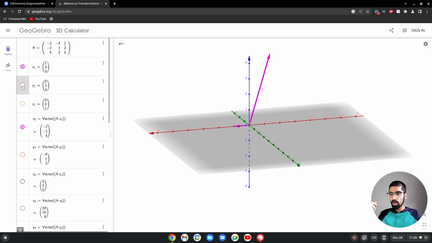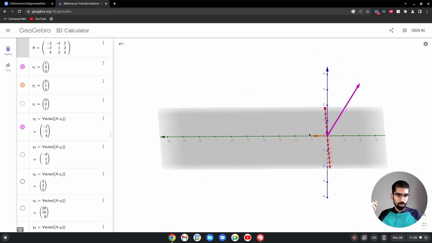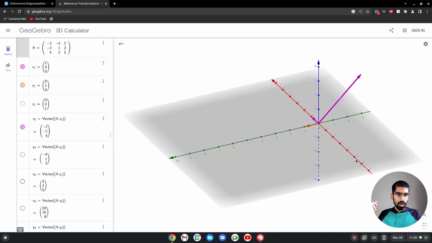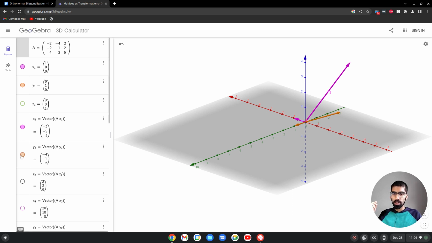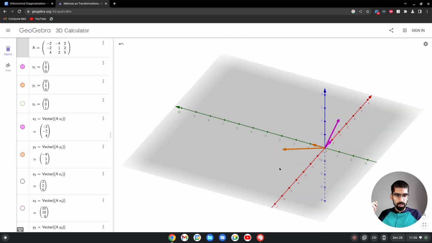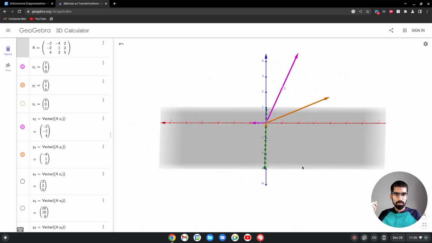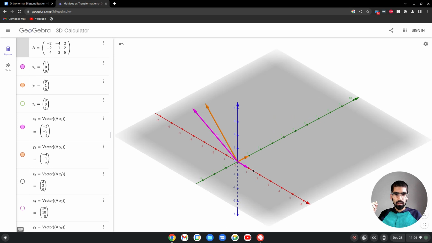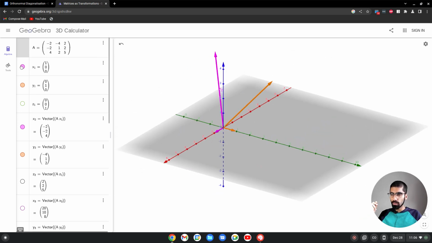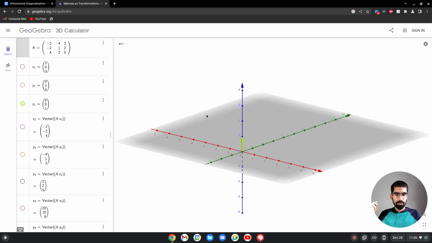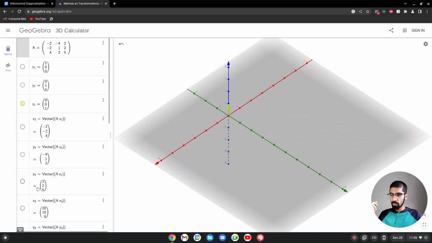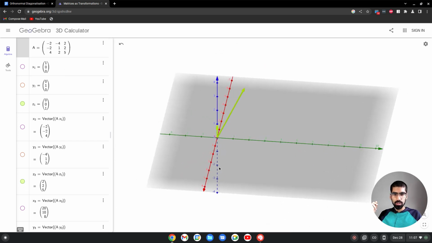Let's turn to y1. Before, y1 was this orange vector pointing in this direction. After I multiplied by A, again, it's been transformed. It's now pointing in a different direction. And then, last of all, I'll show you z1, but let me declutter our space here. So z1 started off pointing upwards like this. After it got multiplied by A, now it's pointing in a different direction.